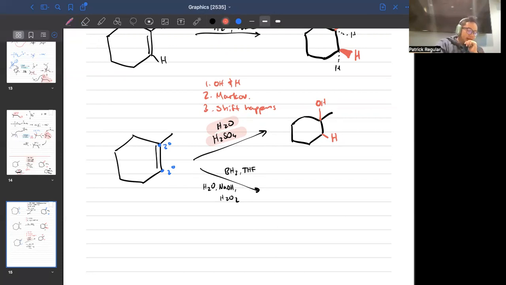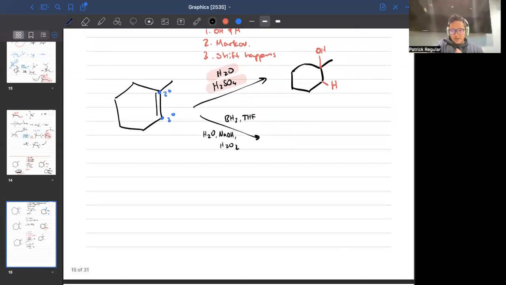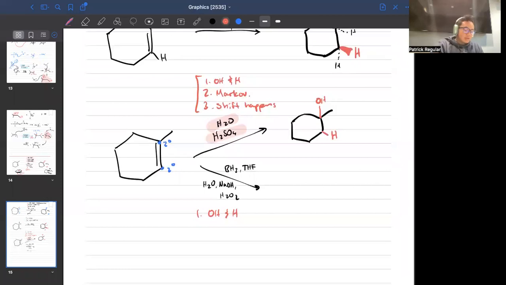Now for hydroboration, this is again kind of a weird reactant. You will have to know BH3THF, and you will have to know H2O, NaOH, and H2O2. Why do I have to do that? It's science. You're a STEM major, or you're taking a STEM class. You just gotta know BH3THF, H2O, NaOH, H2O2. All right. First off, adding an OH and an H. That's what you put on a flashcard.